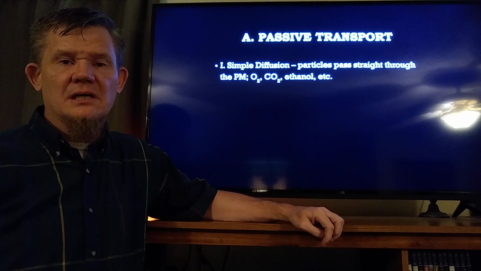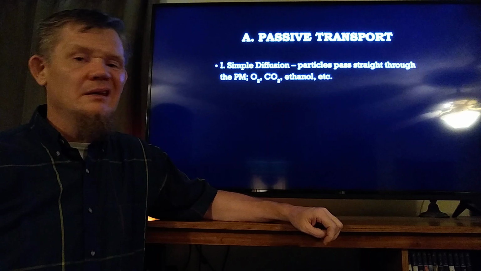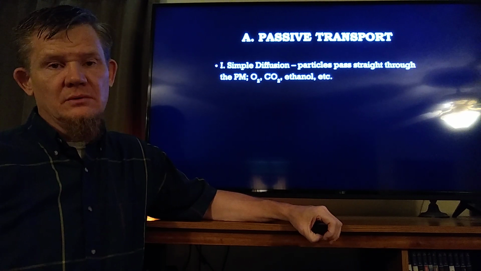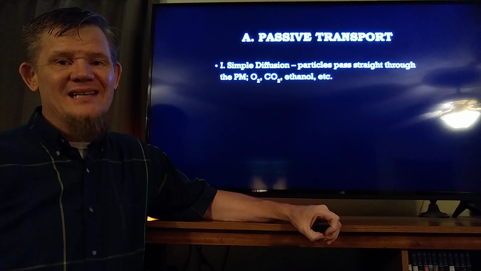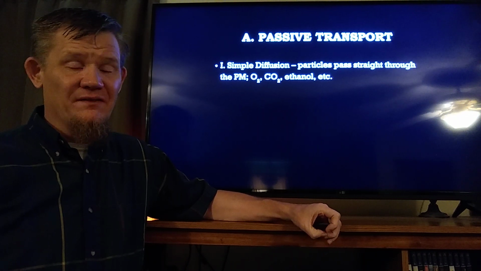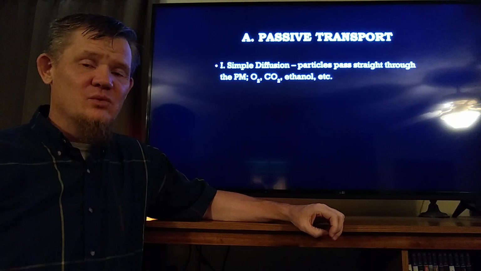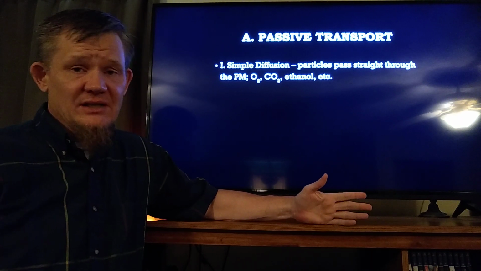Passive transport doesn't require the cell to spend any energy for it to happen, and that's because the molecules, the particles, are moving down their concentration gradient. They're going the way they want to go. That's why they move that direction.